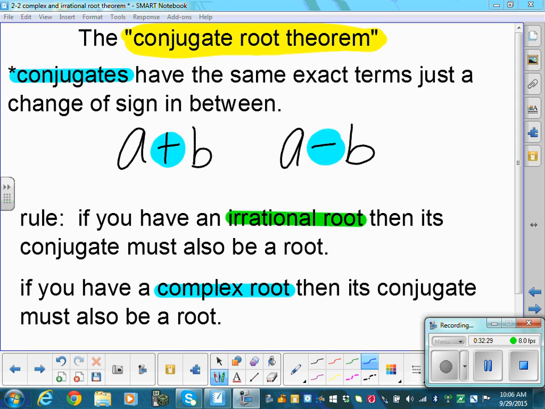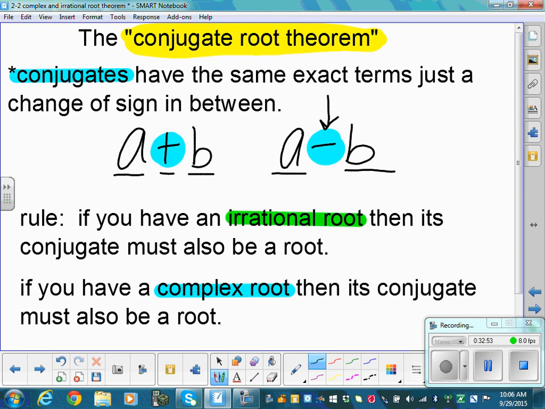So once again, conjugate just means they have the exact same terms, just with a change of sign in between. So notice, if we have the terms A plus B, the conjugate of that would still be A and still be B. It's just the sign in between would be the opposite. Does everybody understand what a conjugate is? Exact same terms on the front and back. The only difference is a change of sign in between. Does that make sense, everybody? Okay, so now here's the rule.